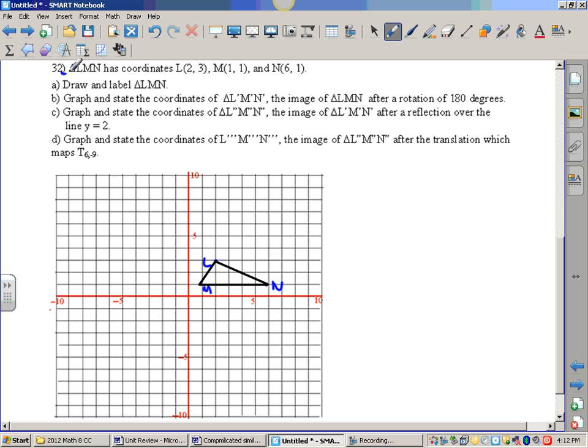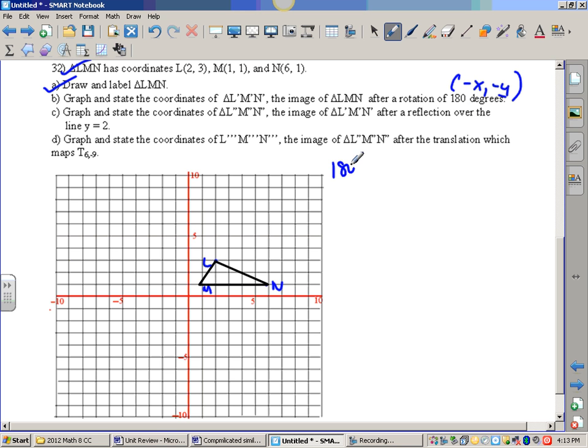All right, I did this, so maybe you want to put a little check mark next to it. I drew and labeled my original. Good, done. Graph and state the coordinates of my primes after a rotation of 180. Okay, so a rotation of 180 is 2 turns, and the way you do it is you change the sign on both. You don't change the order. The order stays exactly the same.